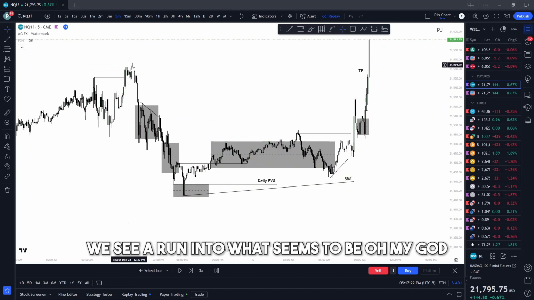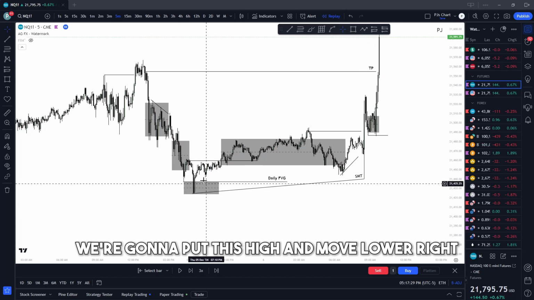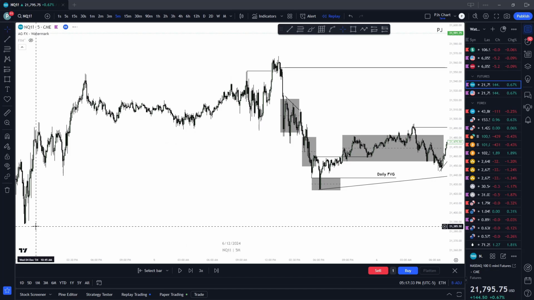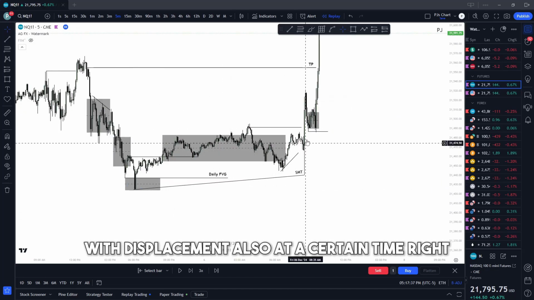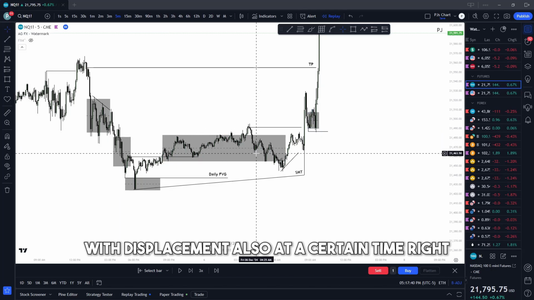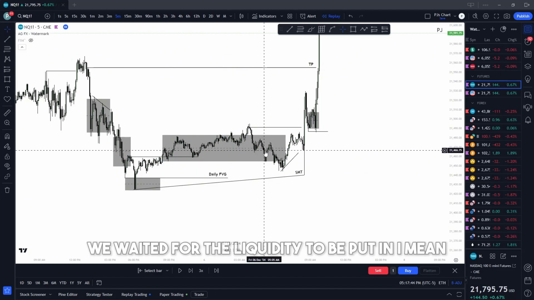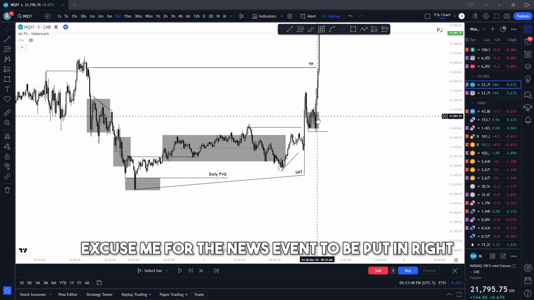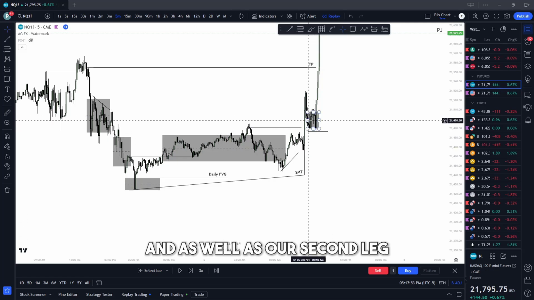We see our run into what seems to be, oh my God, a high resistance high. We're going to put this high in and move lower, right? But what we understand is that we move lower to a PD array, right, at a certain time, then to move higher, right, with displacement, also at a certain time. You see we didn't move higher on Thursday or the overnight session. We waited for the liquidity to be put in, for the news event to be put in, right? And then we have distribution and displacement, as well as our second leg.